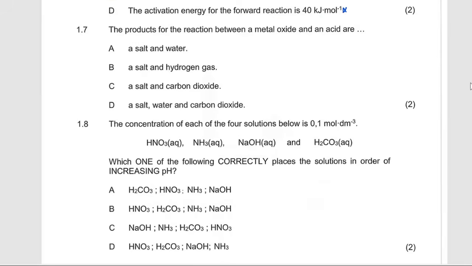Then moving on to 1.7 there, it says here the products for the reaction between a metal oxide and an acid. So if we add a metal oxide and an acid, your product will always be salt and water there. So option A is going to be the correct option there. It says salt and water. All these, we do not have that one. We do not have that carbon dioxide. And then we also don't have that one. So our only correct option there is going to be option A.